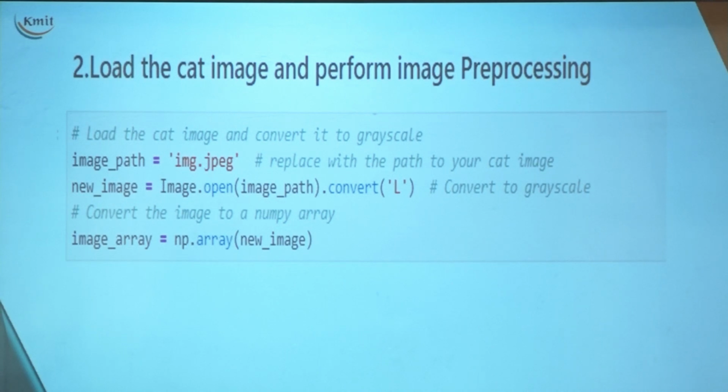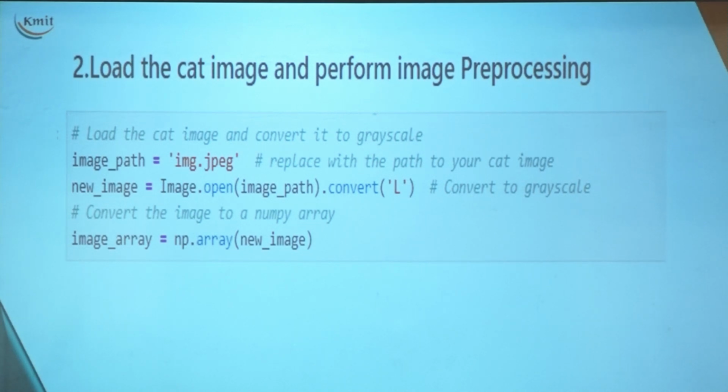So what did I do here? I have taken a variable called image_path where I've given the image name. The image that I've taken was a JPEG image with the name IMG. And then I am trying to open that particular image using Image, which we have imported from the PIL library. So I say Image.open, give the image path, .convert into lowercase L.